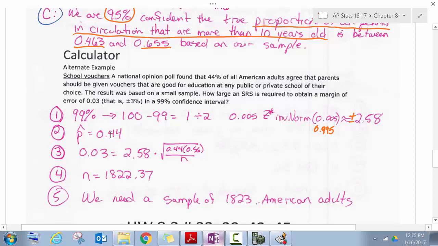Our p hat is 0.44. That's our point estimate. That's what they told us. They told us that they already did a sample and they got 44%. So we plugged in our numbers. 0.03 equals 2.58 times the square root of 0.44 times 1 minus 0.44, which is 0.56, over n, and we solve for n. Now, we can solve using our calculator a lot easier than trying to do this by hand.